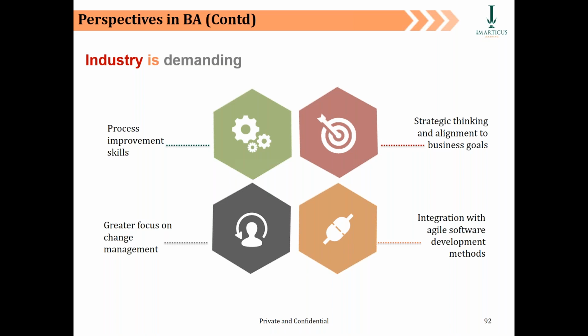If you see process improvement skills, that is basically related to your process part. If you see change management skills, they are related to your people part. If you look at integration with agile software development methods, it's again related to your process because the process has moved from waterfall to agile. And if you think of strategic thinking, this is more related to the tools and technology section.